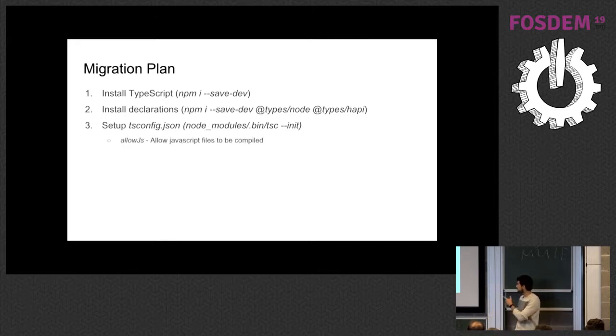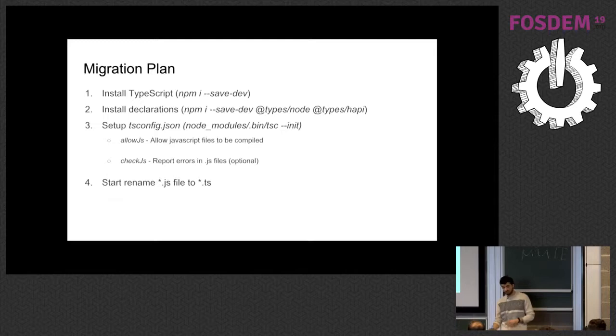Then we enable this option, allowJs, that basically says to the TypeScript compiler, well, you compile TypeScript, and now you will also compile JavaScript code. And then optionally, we can enable this option, checkJs. So instead of just copying the JavaScript code, it will also analyze the JavaScript and report some errors. How? Using JSDoc and declaration files. I will show you. Then we just start renaming our JS files to TypeScript, fix errors, and then go back to step 4 until we migrate the whole application.